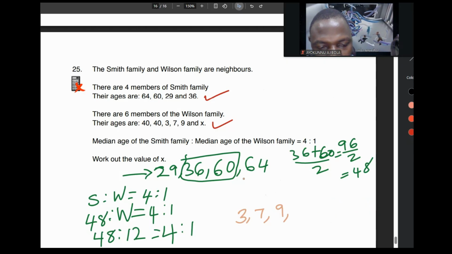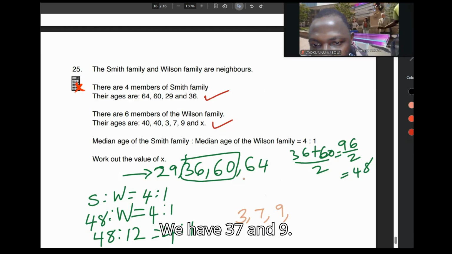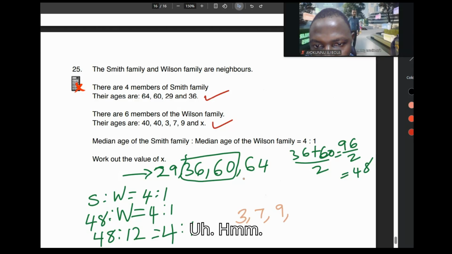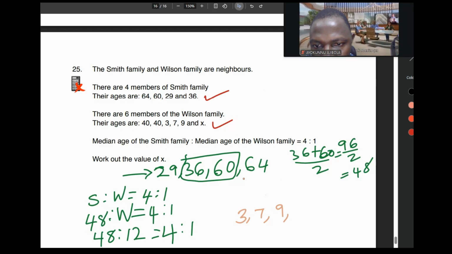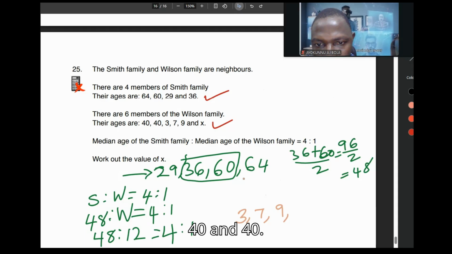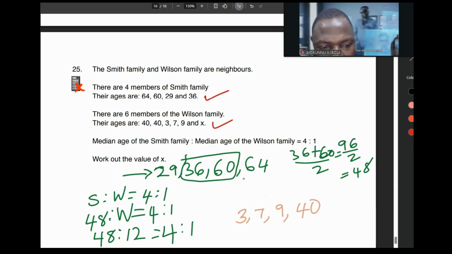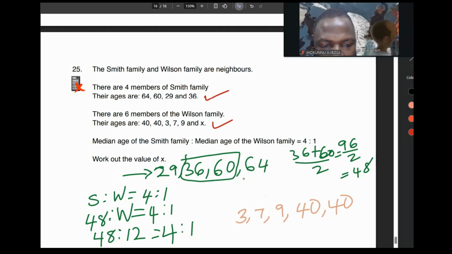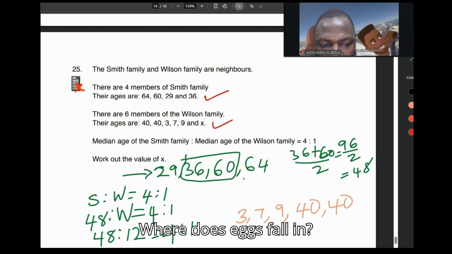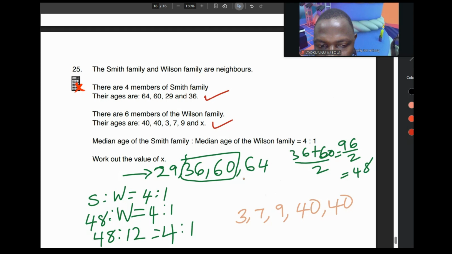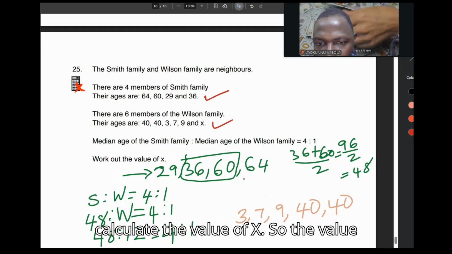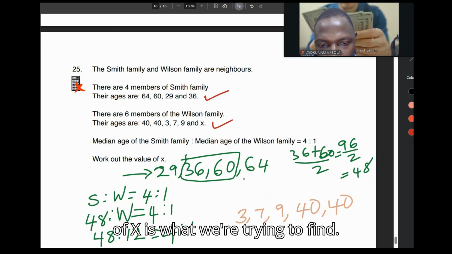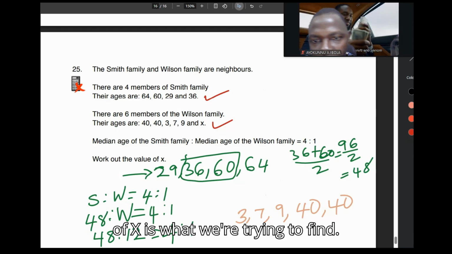So we have 3, 7, and 9, then 40 and 40. Where does x fall in? The median is 12. Calculate the value of x. So the value of x is what we're trying to find now.